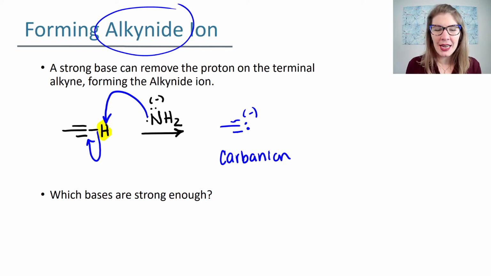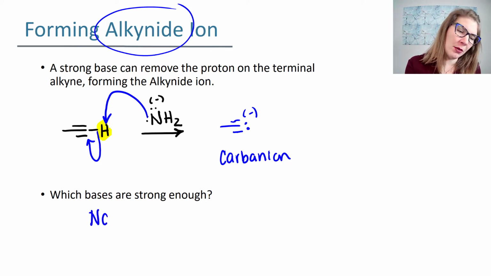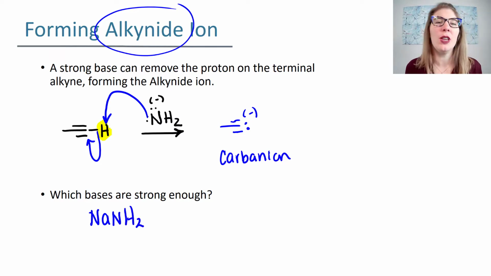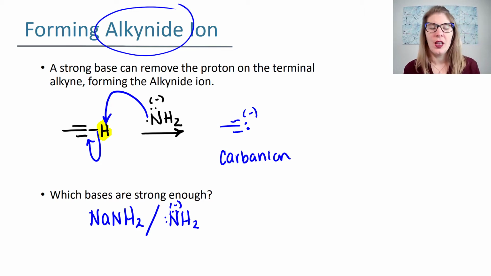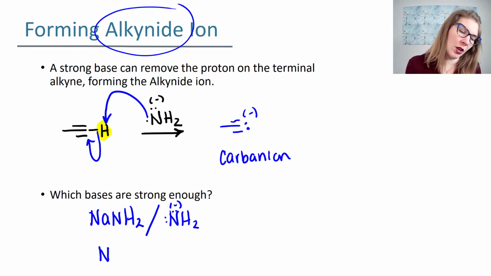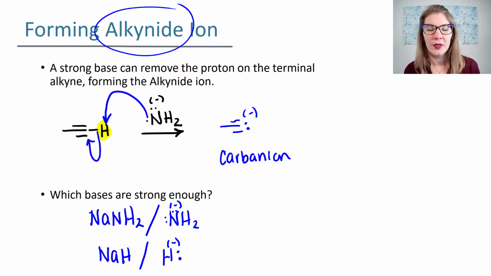So this one, amide, NH2-, which sometimes you'll see as sodium amide, where that sodium, it's just a spectator ion. It's not doing anything for your reaction except getting the amide into solution. So if you see NaNH2, that's the same as someone just writing NH2-, and I like to include my lone pairs. Another strong base is going to be sodium hydride, so NaH, which is the same thing as if you see H- with a lone pair.